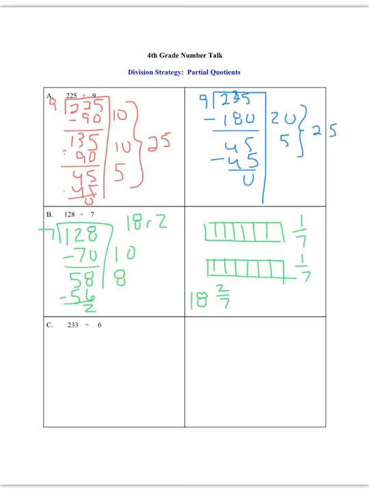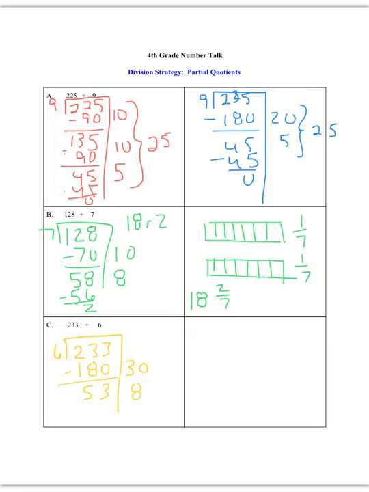Let's look at the next one. We have a situation where we have 233, and we're going to share that with 6. Well, here, hopefully we realize, well, 6 tens is only 60. 6 20s is 120. What about 6 30s? What if I automatically gave everybody 30? Because 6 30s is 180. 53 left over.